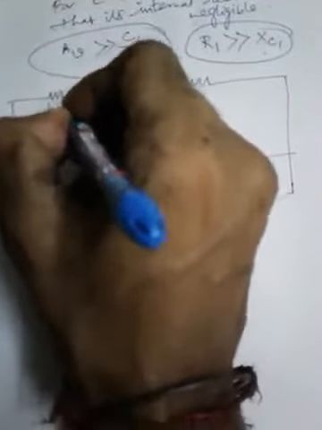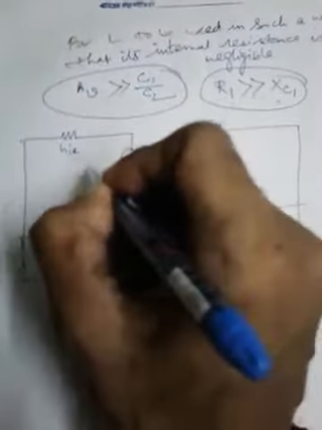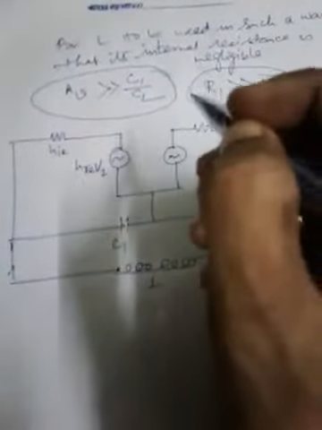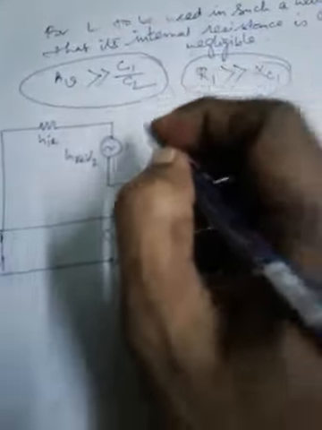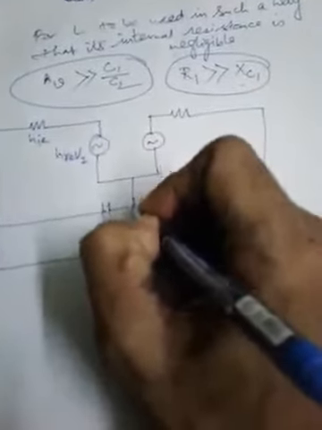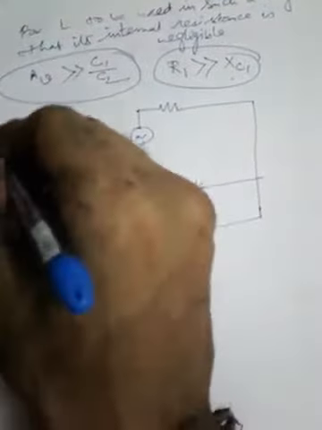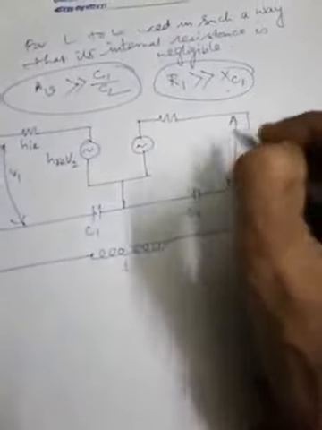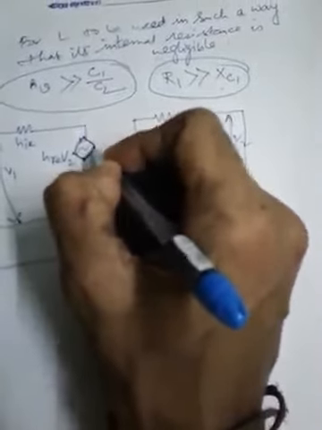Okay, so this is hie, because this is the h parameter model, the hybrid model of the transistor. This is hre V2. The voltage V1 with respect to ground, if this is the ground point, should be measured as V1 and this should be measured as V2, and this V2 is to be used over here. So this is hre V2, and this should be a dependent voltage source, shaped like a diamond.